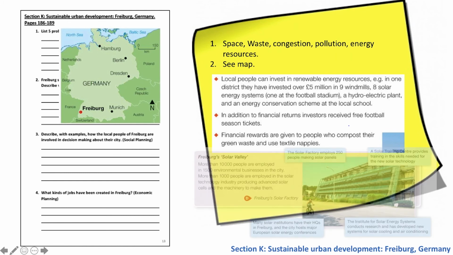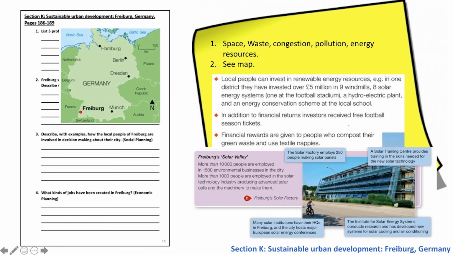Taking a look at the jobs that have been created in Freiburg, so let's have a little look. This says, Freiburg Solar Valley. More than 10,000 people are employed in 1,500 environmental businesses in the city. More than 1,000 people are employed in the solar technology industry, producing advanced solar cells and the machinery used to make them. So this solar factory employs 250 people making the panels.